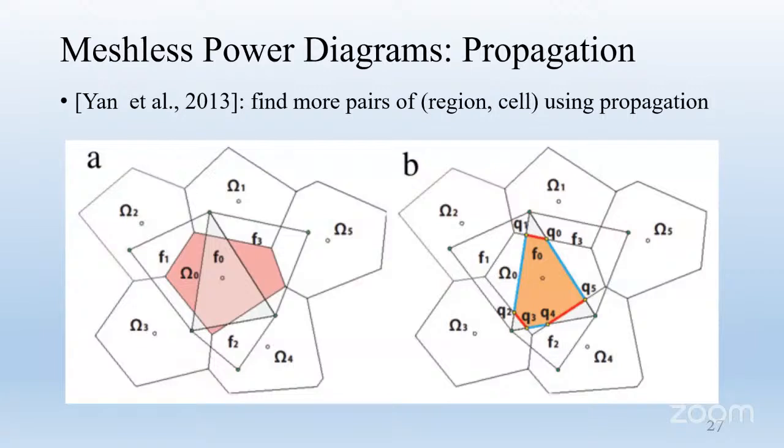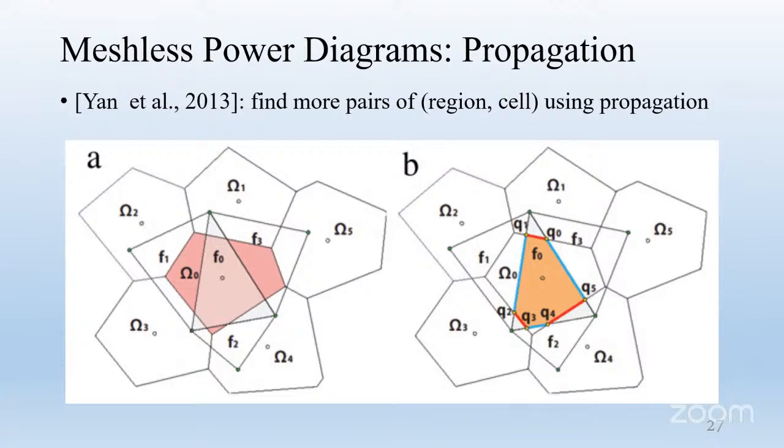If the domain consists of a set of small regions, it is not necessary to compute the intersections between a power cell and all the domain regions, because a power cell can only cover a small number of regions. So in this case, the propagation strategy can be applied. Let's look at this figure. Suppose that we already know that region F0 and cell omega 0 are intersected. So we can use the meshless clippings to obtain their intersection. That is the orange polygon in the right figure.